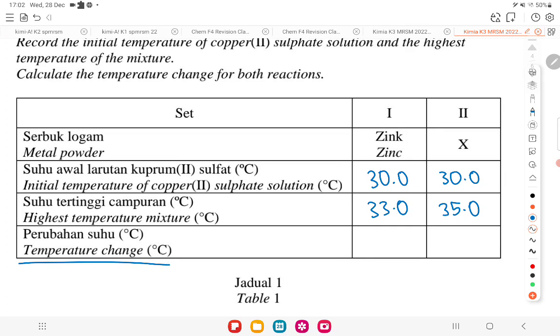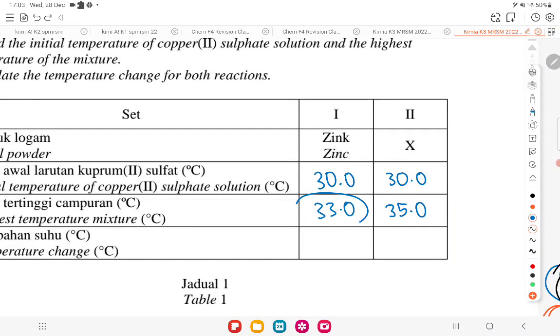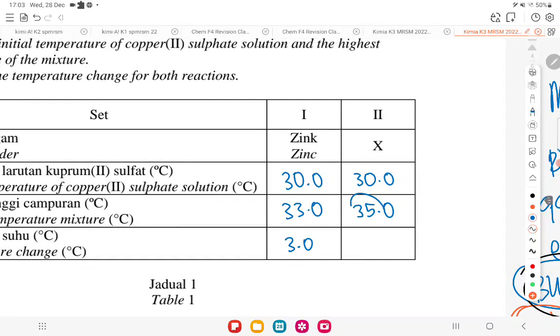So how to get the temperature change? Very simple. Take the highest temperature minus the original or initial temperature. 33 minus 30, you get 3. Same thing, if here is 1 decimal point, this calculation is also 1 decimal point. So 35 minus 30, you get 5. Don't put 5 only, put 5.0. So please watch out for the decimal point.